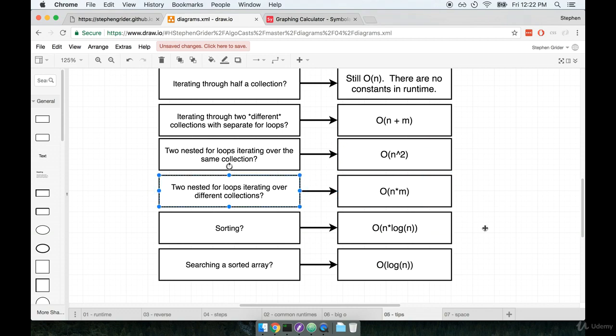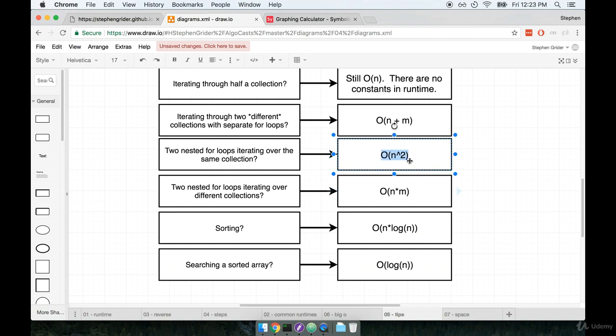Very closely related to that again is if we have two nested for loops, but each one is iterating over a different collection of data. In that case, just like we said a moment ago with two separate strings, we might have one collection of data that's very short, and the other one might be very, very long. So that would no longer be n-squared because we have two different collections of data, and they might have different lengths in each of them. And so we would reflect that as being n times m.